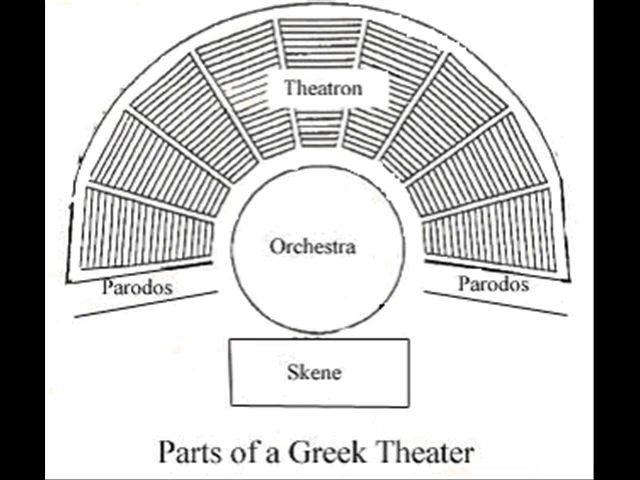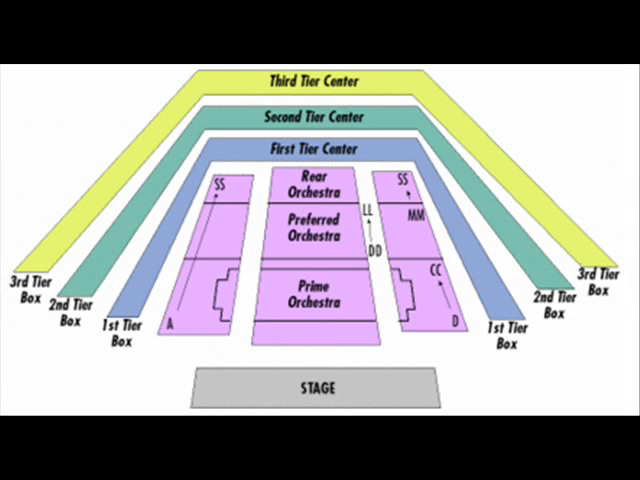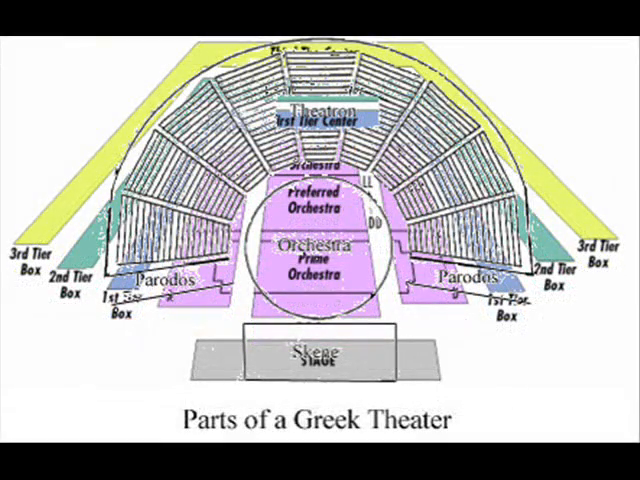This is a basic outline of ancient Greek theater, and this is a random seating chart I found on Google. When you put the two images on top of each other, like so, you can see just how similar these outlines really are. This is only one of the few ways that ancient Greek theater can be compared to theater today. In this video, we'll be looking at more connections between theater today and ancient Greek theater.